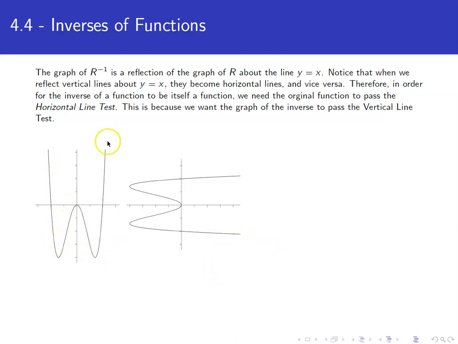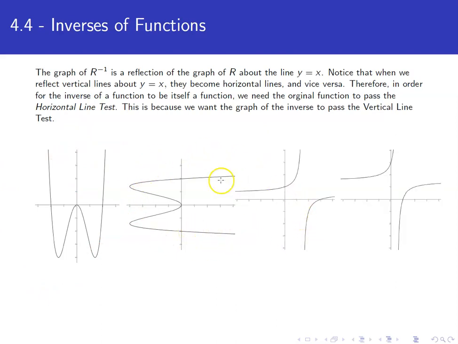Here's a function. Notice if I take a horizontal line, in some places it intersects several times. Any horizontal line going this way would intersect 4 times. Ones up here intersect twice. That function does not pass the horizontal line test. If we look at the graph of its inverse relation, flip-flopping across the line y equals x, it does not pass the vertical line test. So in this case, this function has an inverse that is not a function.